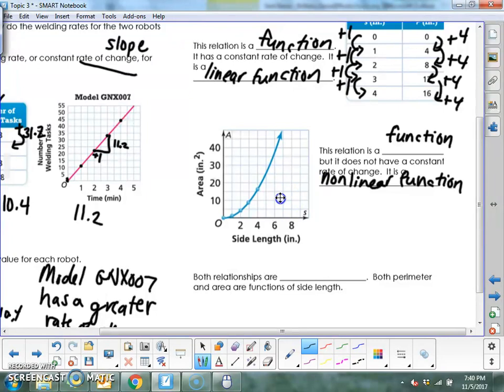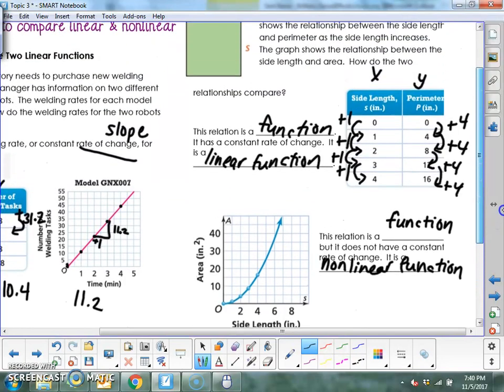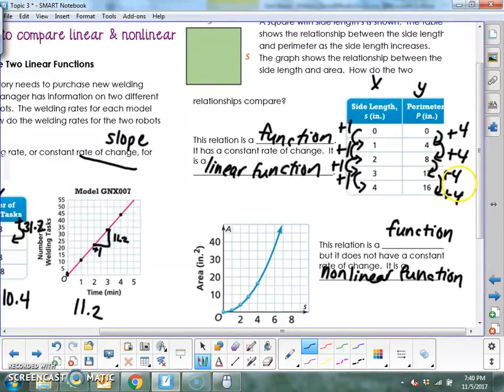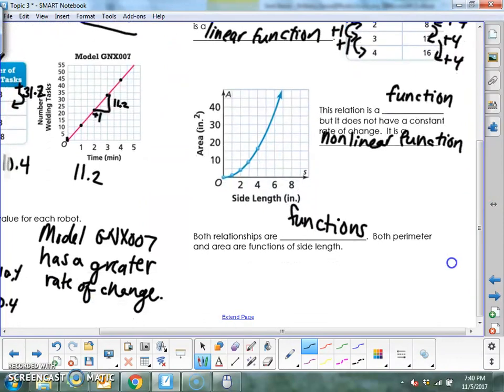Both relationships are functions. Both perimeter and area are functions of side length. So that's really the only thing that these two have in common. It was asking how they compare. They're both functions. One's linear, one's nonlinear. So the thing that they have in common is that they're functions.